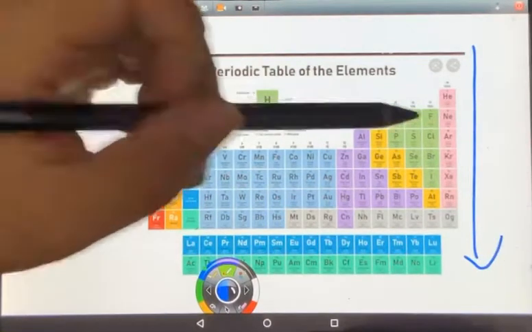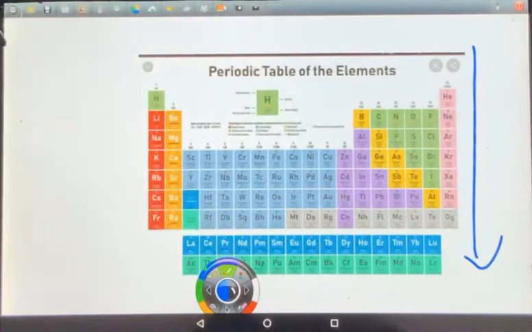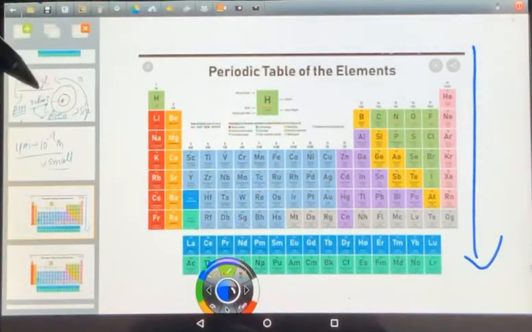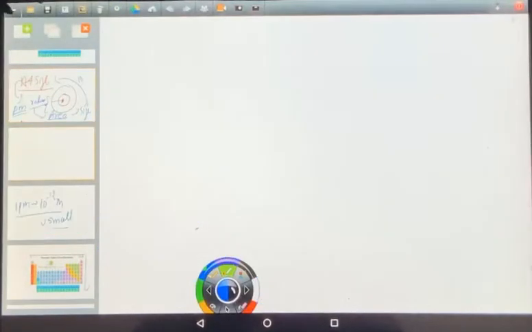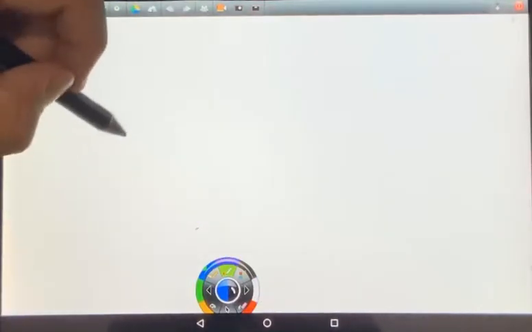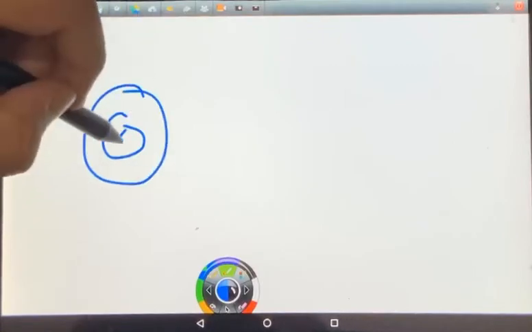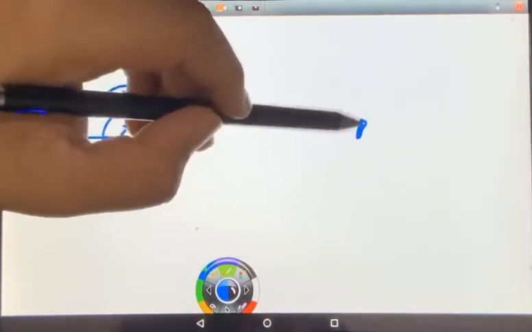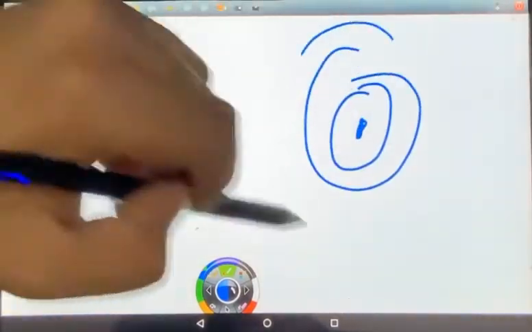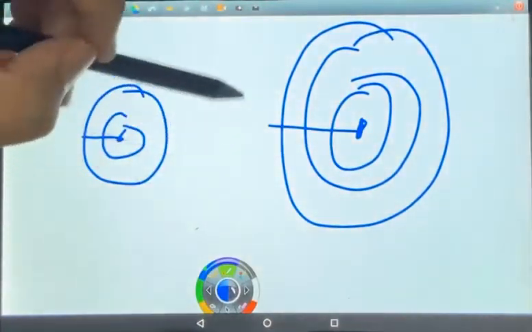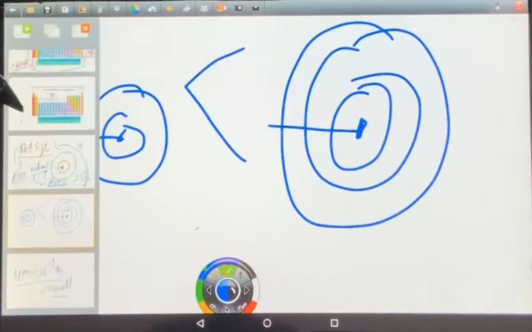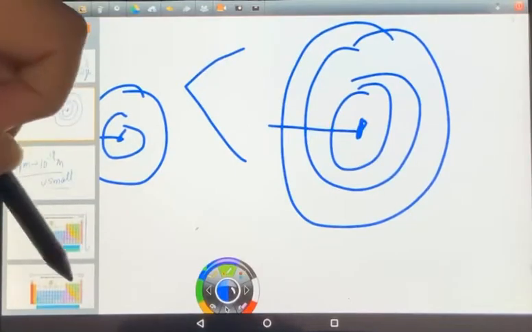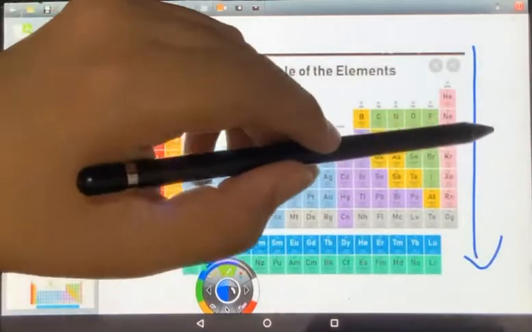So जब हम नीचे जा रहे हैं shell बढ़ रहे हैं, and what we saw is that atomic size basically is the distance of the nucleus to the shell. Suppose I have this atom which is having only 2 shells. This is the size. And if I have this atom which is having 3 shells, this is the radius. Which is larger? This is larger. तो यानी radius बढ़ता है तो क्या होता है? Size बढ़ जाता है. So when I am moving down the group, the size is increasing.